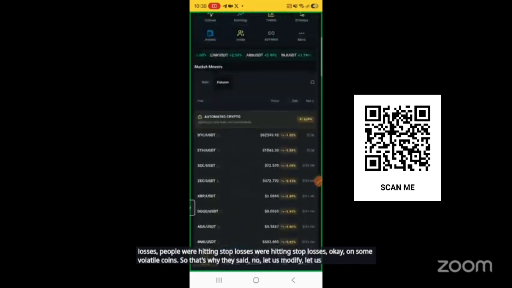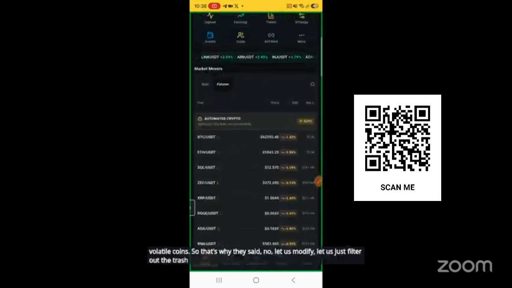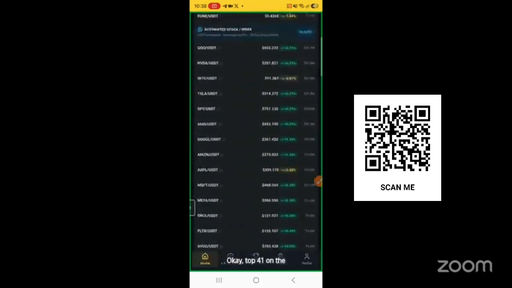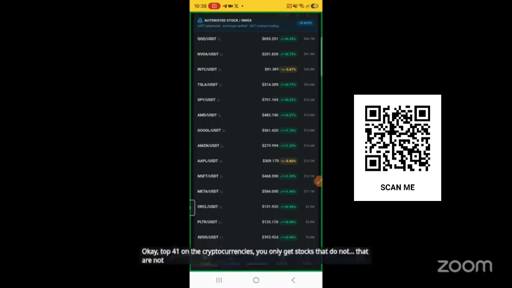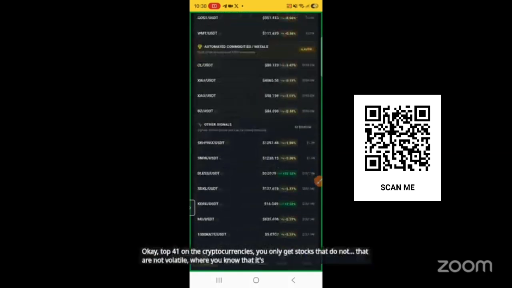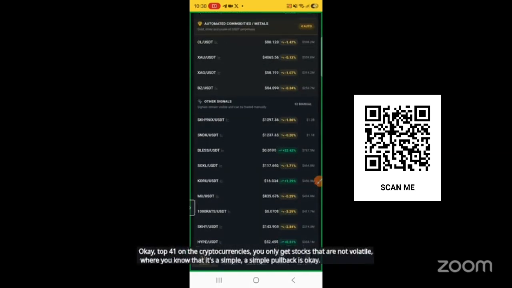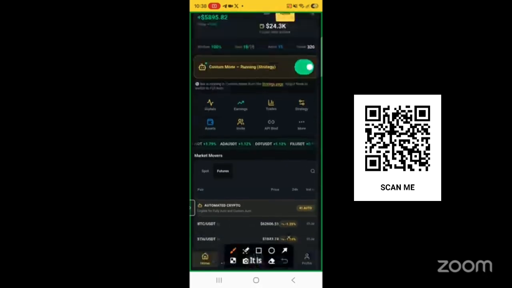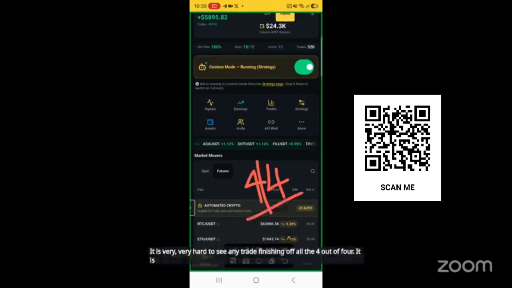Let us just filter out the trash. We remain with top quality coins. If you turn on automation, you only get top quality, the top 41 cryptocurrencies. You only get stocks that are not volatile, where you know that a simple pullback is okay. You're going to survive it. The trade comes back in your direction. That's why right now, it is very, very hard to see any trade finishing off all the 4 out of 4. It is very, very hard because these cryptocurrencies that are selected are not volatile.